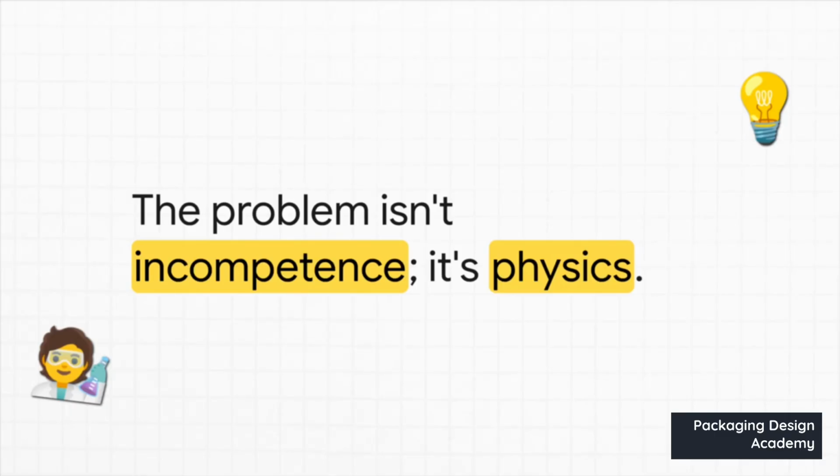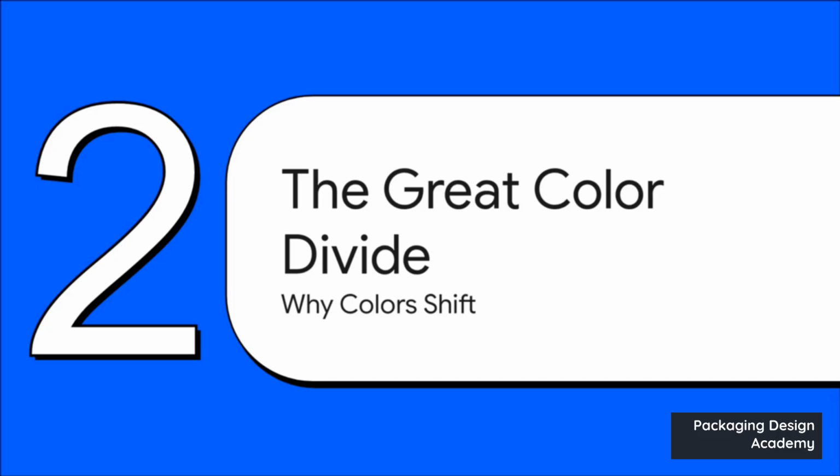Okay, let's just get this out on the table right away. You are not a bad designer, and your printer isn't necessarily doing a bad job. The real root of the problem is, well, it's physics. It's that simple. Screens and printing presses create color in two completely different ways. They are literally two different worlds running on two different sets of rules. So, let's dig into that. Let's try and bridge that divide. Because if you want to control color, you have to understand why it shifts in the first place. And that all comes down to the big one, RGB versus CMYK.